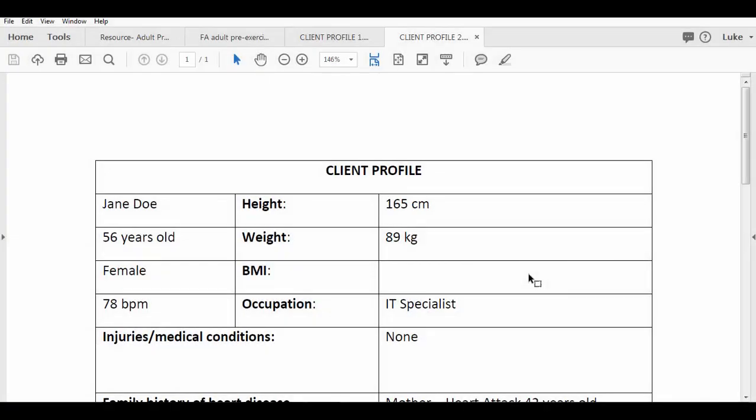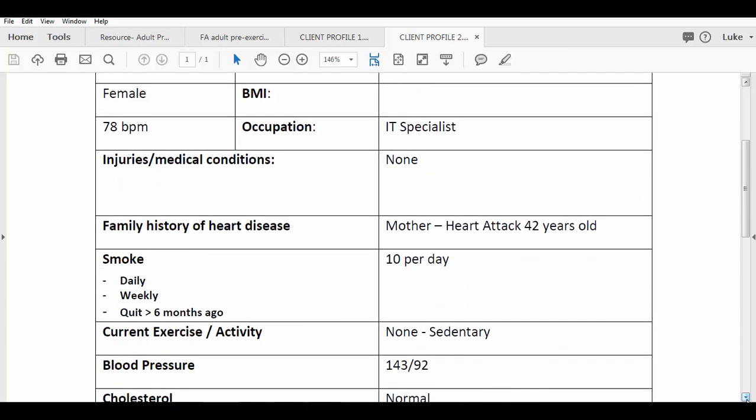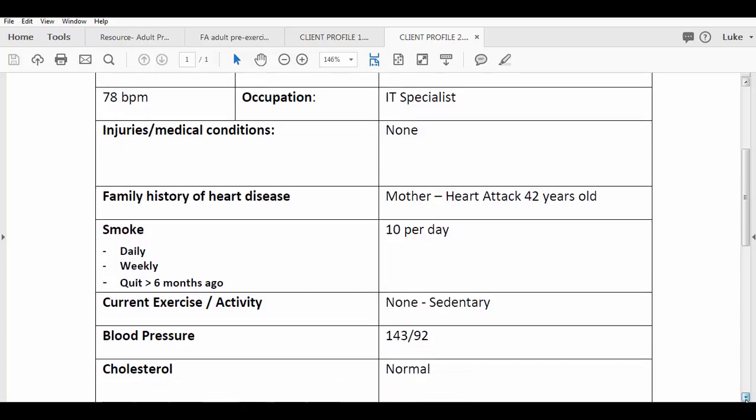Okay, so we'll go through another example here, guys. This will be our second client. This is Jane Doe, 165 centimeters, 89 kilos, 56 years old, female, 78 beats per minute at resting heart rate. IT specialist, so pretty sedentary in terms of their lifestyle, or at least their working lifestyle. Injuries and medical conditions, none there.